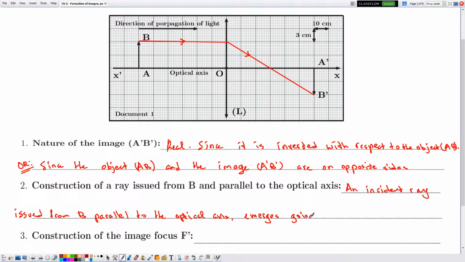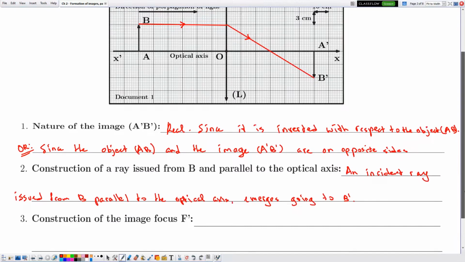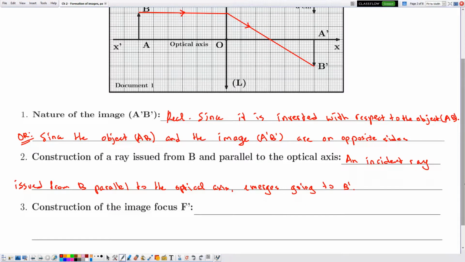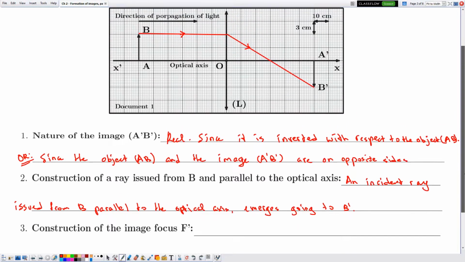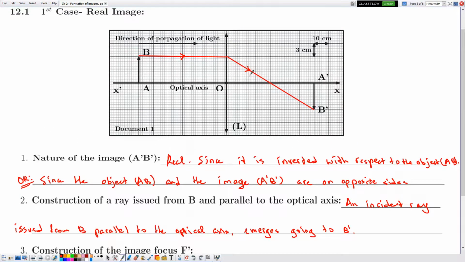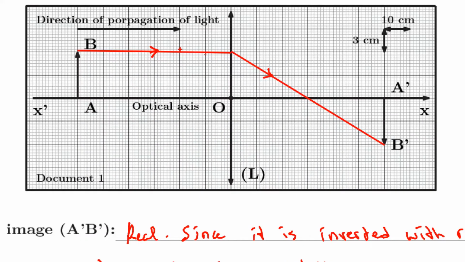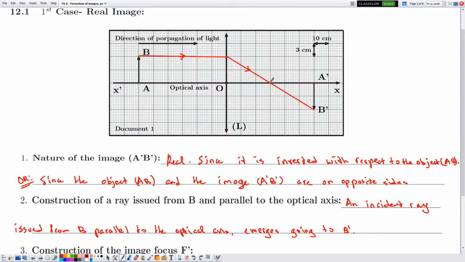Emerges going to B prime. Now in number 3, they are telling me construction of the image focus F prime. First, let's trace the image focus F prime on the document. Because this incident ray is parallel to the optical axis, its emergent ray will be related to the image focus. Then the intersection between this emergent ray and the optical axis will be the image focus F prime. So this is the image focus F prime.